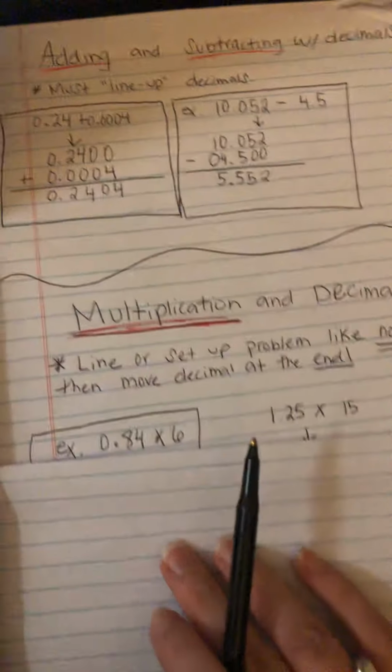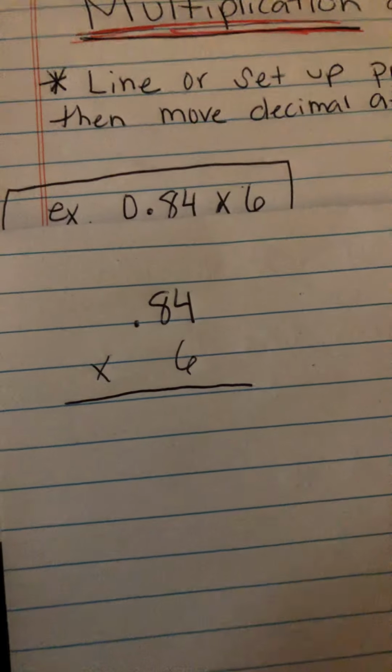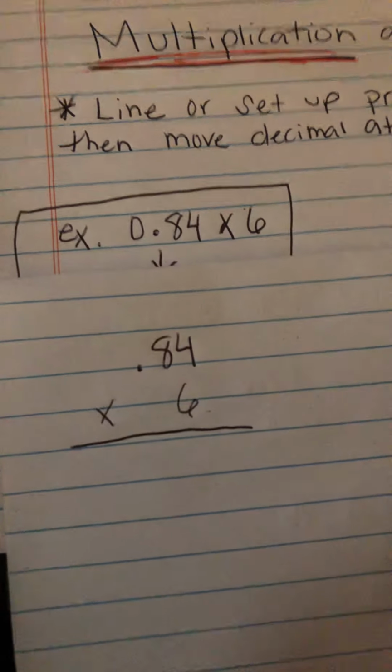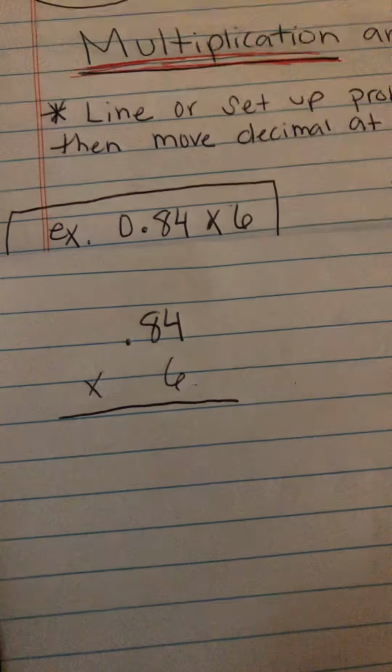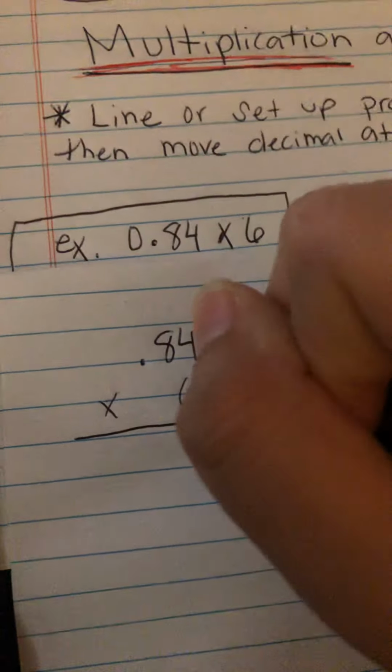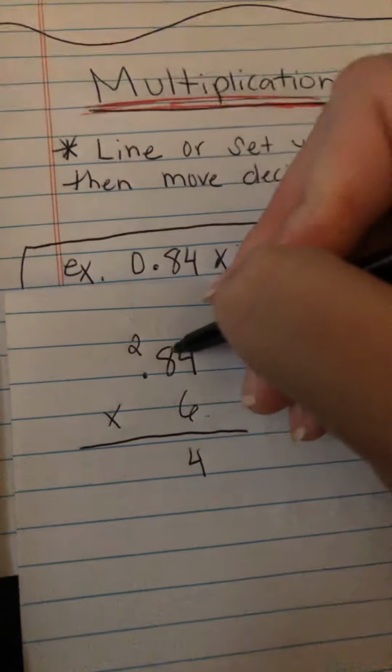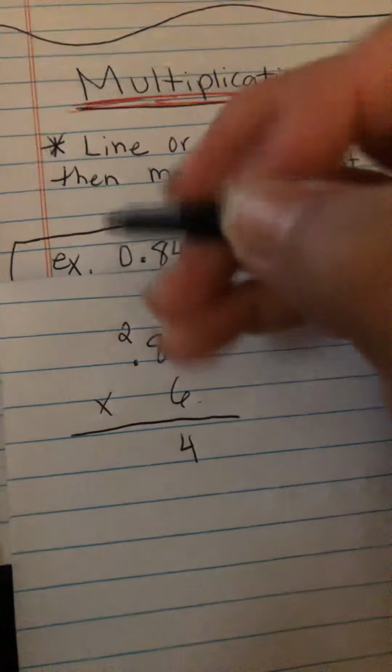So if this was my problem, I already wrote notes, so I'm going to do it in real time so you guys can see. Okay, so I'm going to rewrite it. Times 6. And again, I don't have to line it up like I would if I were adding or subtracting, because if I did that, then my 6 would be way over here, right? Because it's a whole number. But we do it completely like normal. So 6 times 4 is 24. So I keep my 4 right here and put my 2 up here. And then I do 8 times 6, which is 48, plus that 2 up there is 50.